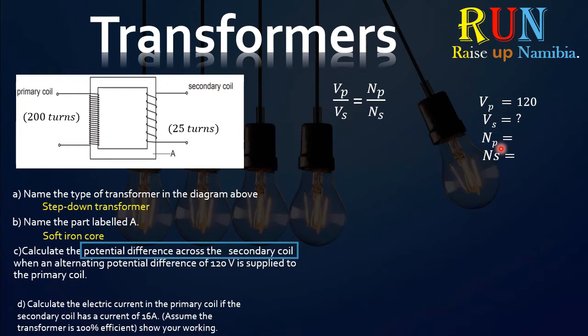Then you ask yourself, what is NP? NP is the number of turns on the primary coil. So go on your primary coil. How many turns do you have there? You have 200. So you write 200 down. Then we move to NS. What does NS stand for? Number of turns on the secondary coil. So we go to the secondary coil. How many turns do we have here? 25. So we write down the 25 there.